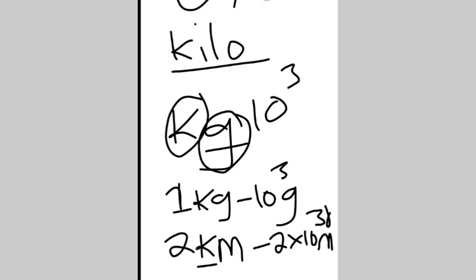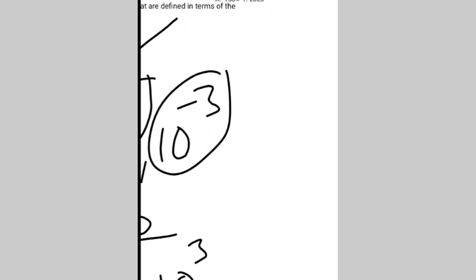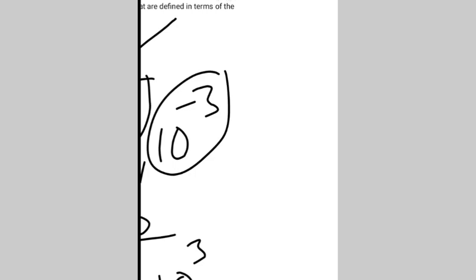Okay, so there is a lot that we can talk about. What if we have 10 power negative 3? What is this called?